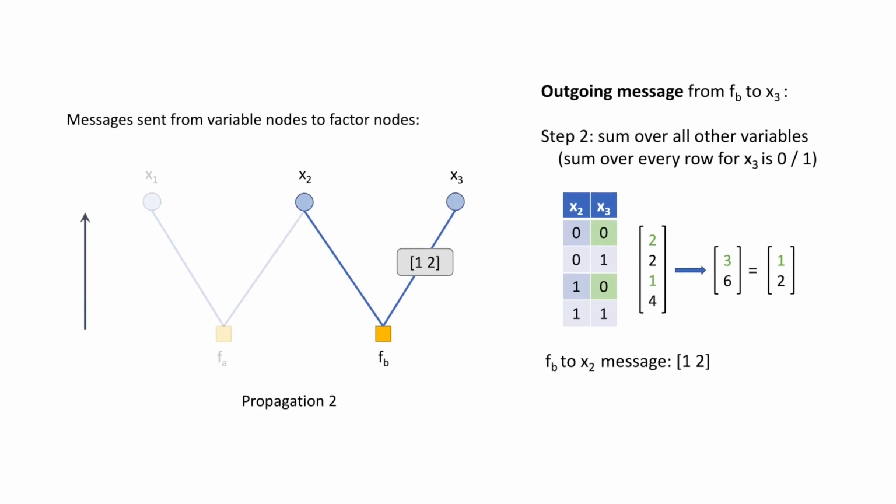Once we have the message processed with fb, it is summed over all the other variables except for x3, so that it becomes a 2-entry message, where the first entry corresponds to the probability of x3 being in state 0. This message that fb passes to x3 tells x3 what other variables think its marginals are. In this case, it is 1, 2 before normalization.